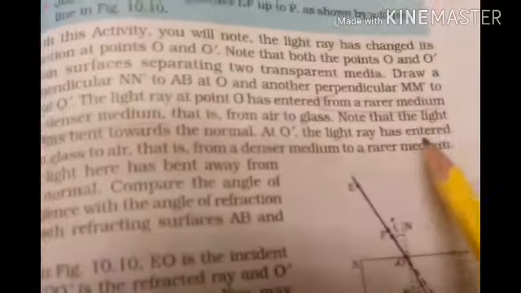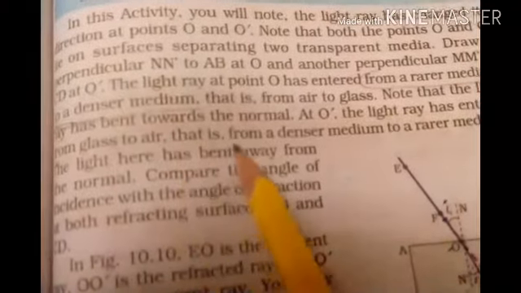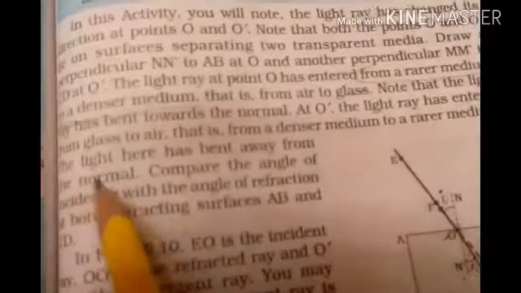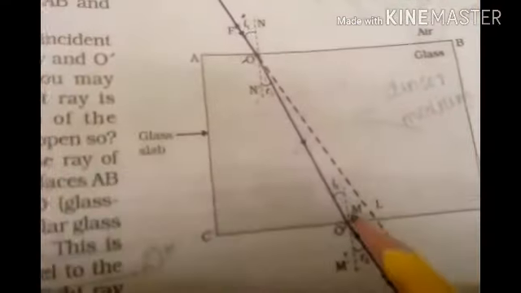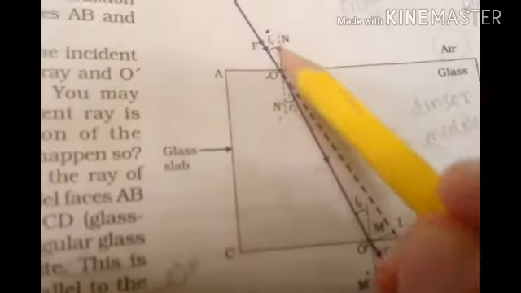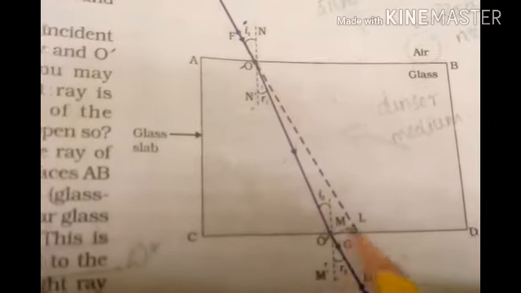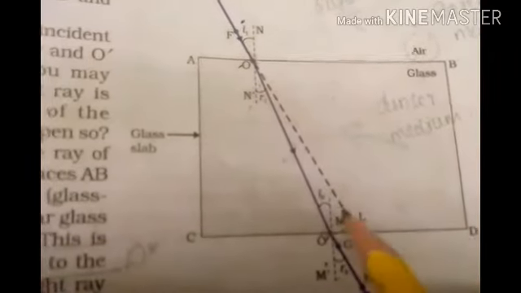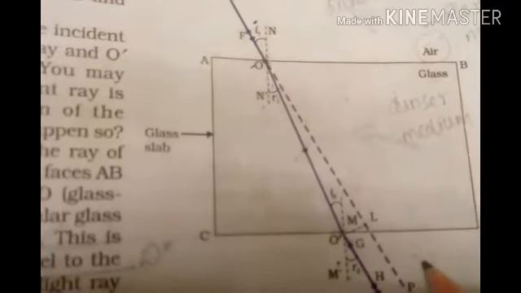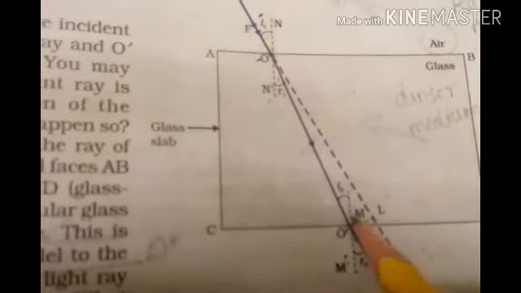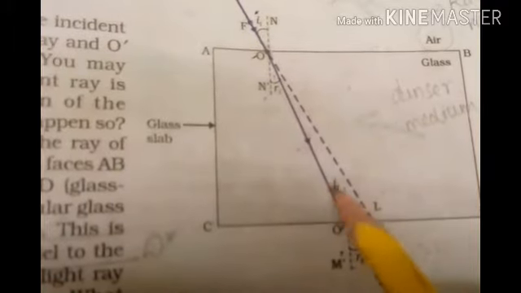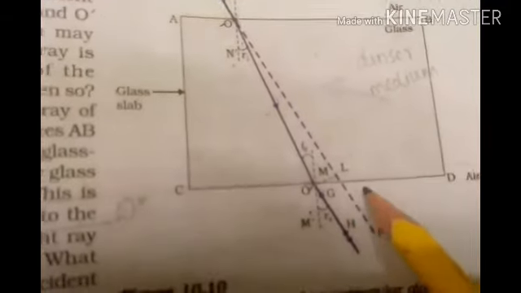At O dash, the light ray has entered from glass to air, that is from a denser medium to a rarer medium. The light here has bent away from the normal. Okay, what does it mean? Now at this point, the light had entered from a rarer to a denser medium, and now it is traveling in the denser medium. And at this point it is entering into the rarer medium. Air is a rarer medium, so from glass it is entering air, so denser to rarer medium. So what has it done? It would have come straight like this, but it has bent away from the normal.